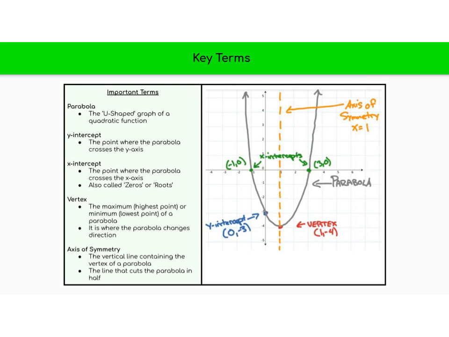Next we have our vertex, which is the maximum highest point or the minimum lowest point of a parabola. It is where the parabola changes direction. So right here in red would be our vertex. And then finally, in orange, we have our axis of symmetry. This is the vertical line containing the vertex of the parabola. It's the line that cuts the parabola in half. So in this example, our axis of symmetry would be x equals 1.